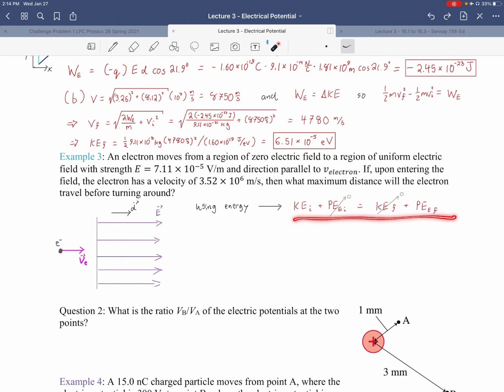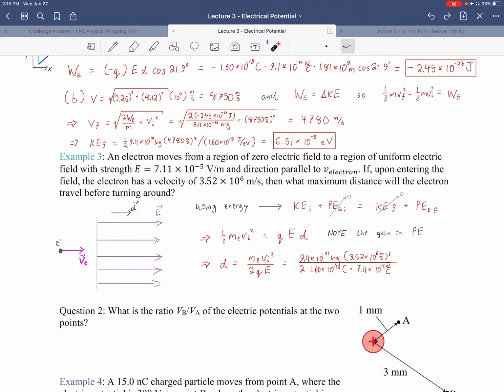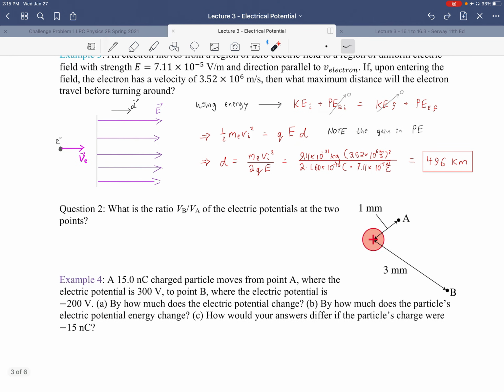So in that case, I just set up a conservation of energy equation. My initial electrical potential energy is 0, and my final kinetic energy is 0 because I want the electron to go as far as it can. Right, maximum distance, before it turns around. So then my conservation of energy simplifies to the following. Here's my kinetic energy term. Here's my electrical potential energy term, QED. Notice I'm not using volts because I wasn't given volts, so I might as well just use QED. Okay. All right, and it's a gain in potential energy. And there I'm just going to solve for the distance, and I get 496 kilometers, or 496,000 meters. Okay. All right, question 2.